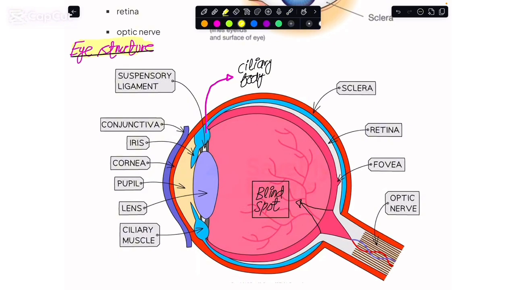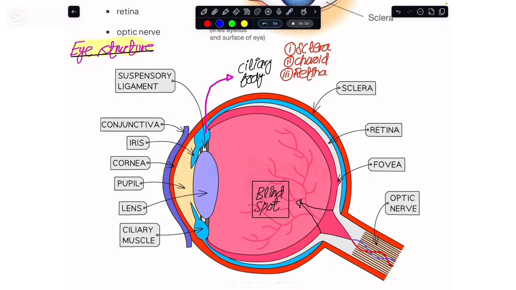For all those who have missed my previous class, I will recall those structures once again, and then I will take you into the explanation of each and every structure. So fundamentally, what we need to remember here is that the eye is made up of three major layers. On the outside, we have the sclera, then the middle layer, which is referred to as the choroid layer, and the third, innermost photosensitive layer of the eye, which is the retina.